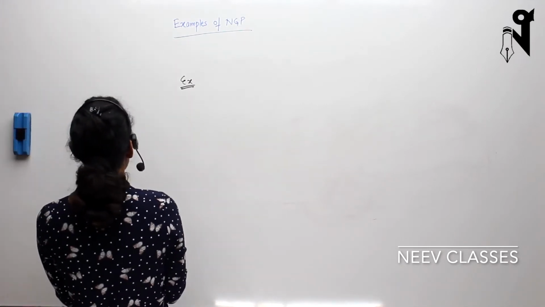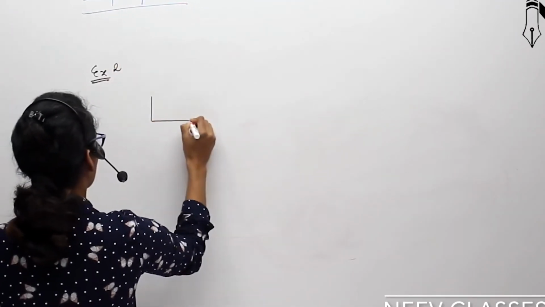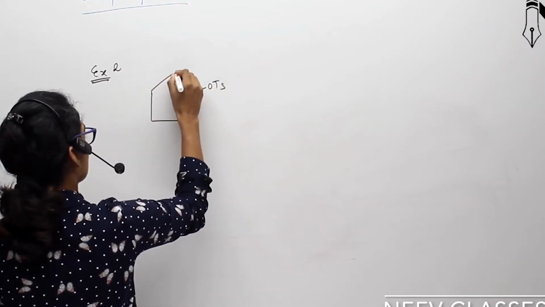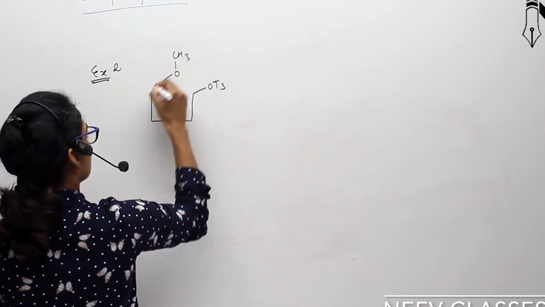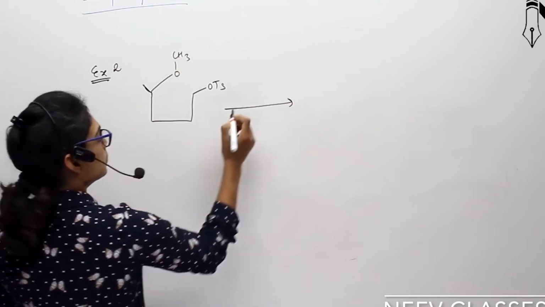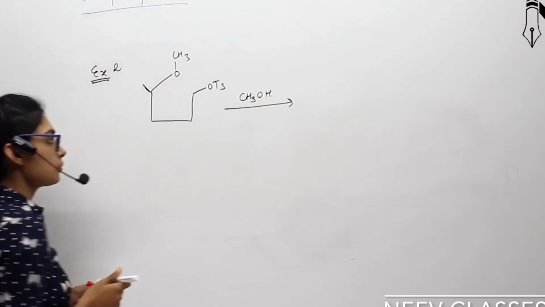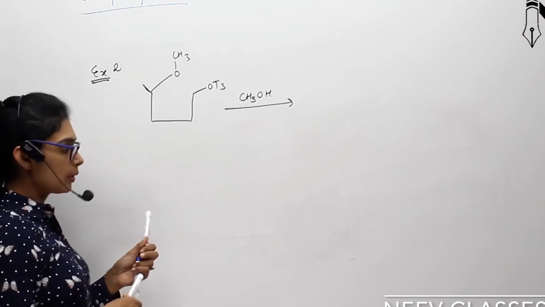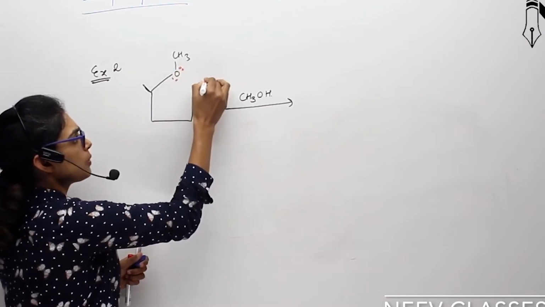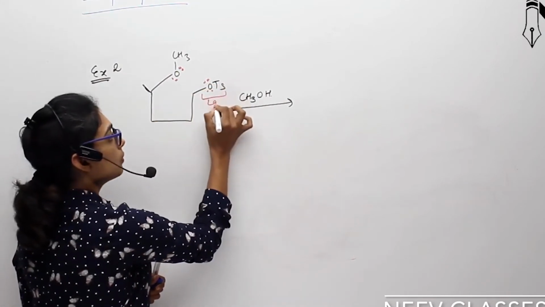This is example 2. Now let's say I have taken a molecule like this. So this is my molecule. Now what will happen? Just look at this molecule again. What is the lone pair species over here? Both oxygens are lone pair species, but OTs is definitely a better leaving group. So this will be acting as a leaving group.